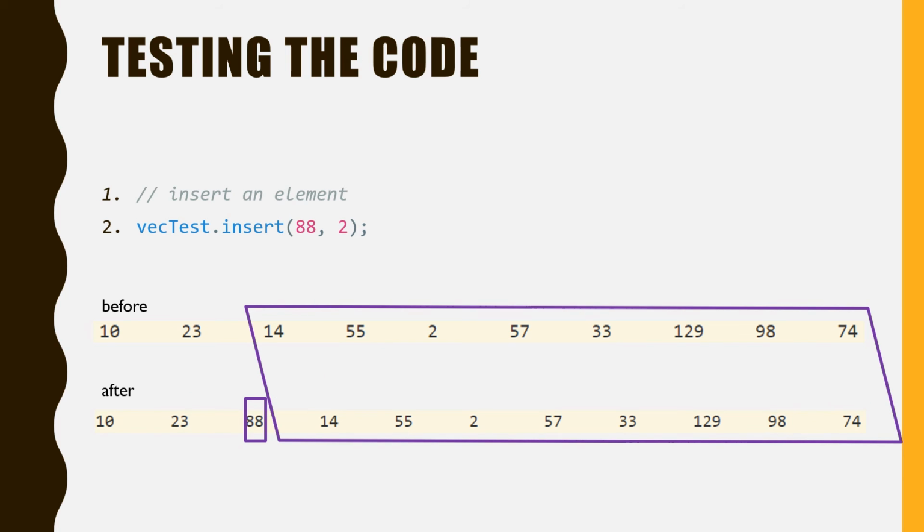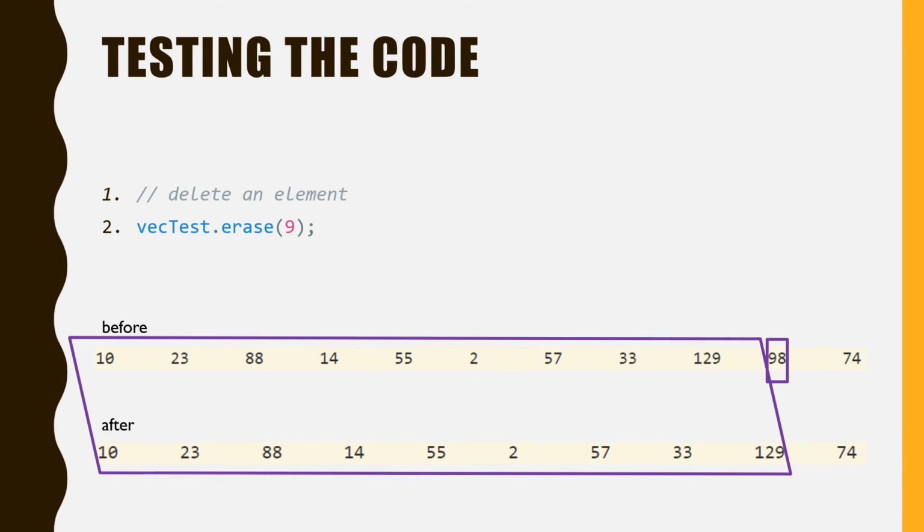Then we will test the data insertion operation by inserting 88 at the third position of the array. After the insertion, we can see that 88 is indeed inserted into the third position, and the rest of the data elements remain the same but shifted by one position.